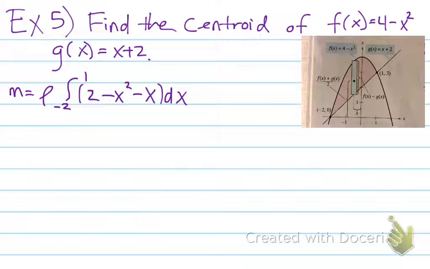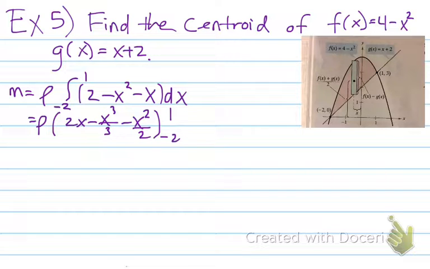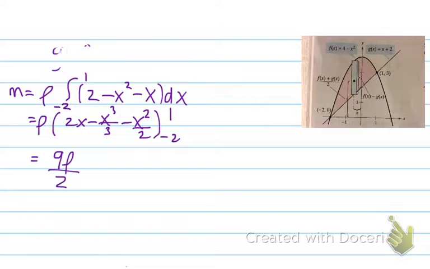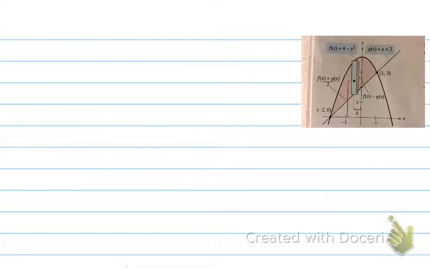And if you integrate that, you get 2x minus x cubed over 3 minus x squared over 2 from negative 2 to 1. And if you plug in 1 and you plug in negative 2, you should get that this is equal to 9 rho over 2. So we know that the mass is equal to 9 rho over 2. We're going to be using that in both x bar and y bar. So keep that in mind as we go through. 9 rho over 2. So I'll actually write it up here at the top so that we have it on file. So m is equal to 9 rho over 2.